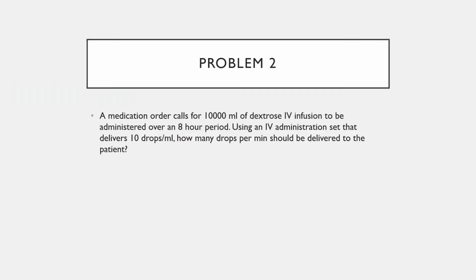Let's look at another problem. A medication order calls for 1,000, I meant to write 1,000 ml of dextrose IV infusion to be administered over an 8-hour period. Using an IV administration set that delivers 10 drops per ml, how many drops per minute should be delivered to the patient?